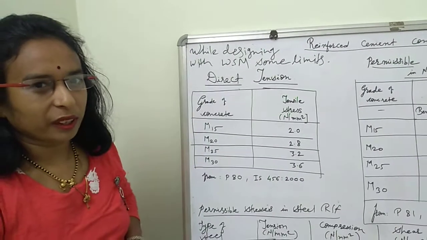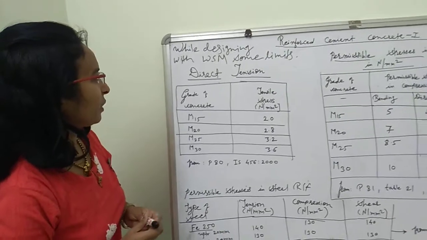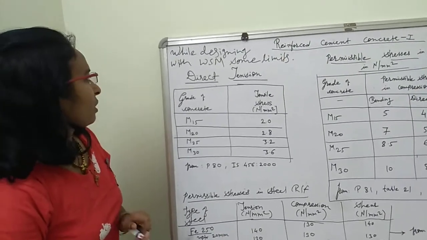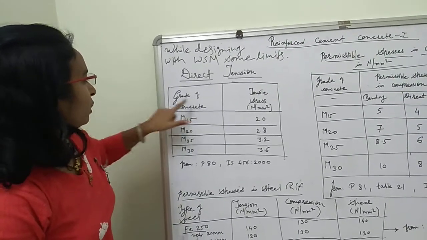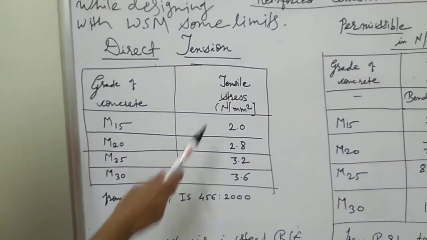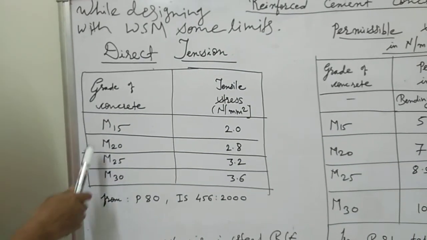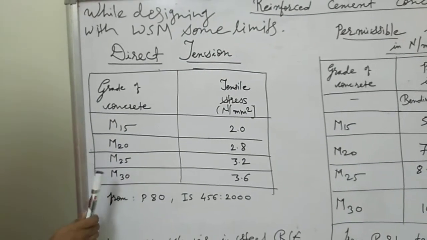Let's continue our fourth lecture. While designing with WSM, we are having some limits. You should know about that. In direct tension, two columns are there: grade of concrete and tensile stress in Newton per mm square. Grade of concrete means M15, M20, M25 and M30.